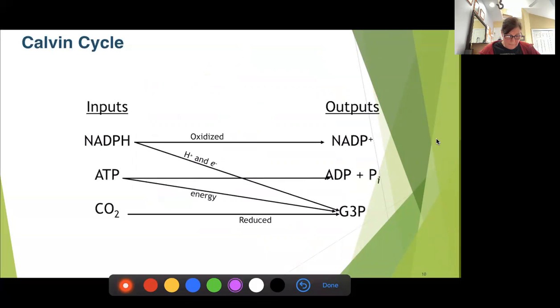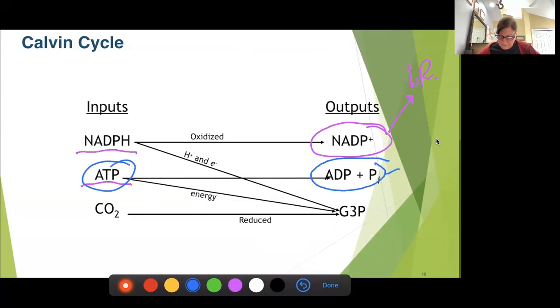All right, so our inputs are NADPH. What do we get out? NADP plus. And again, remember, that's going to go to the light reaction. I'm just going to go LR, light reaction. Then we have our ATP. We have our ADP plus our phosphate. And guess what? That's going to go back to the light reaction.